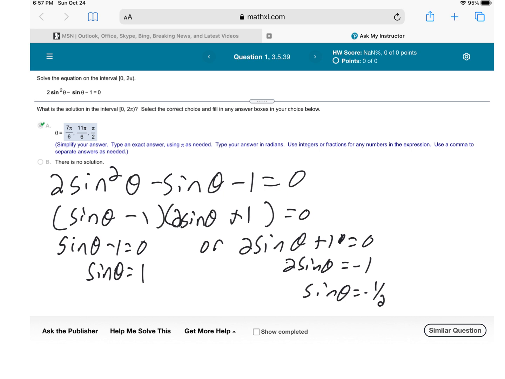I guess your question was about the sine of 3 pi halves. Why isn't that an answer? Well, that would equal negative 1. You can see we've got a positive 1 here and not a negative 1 here. So that's why 3 pi halves is not a solution.